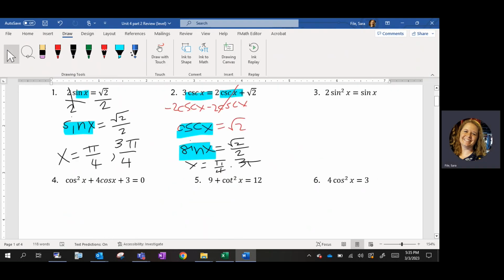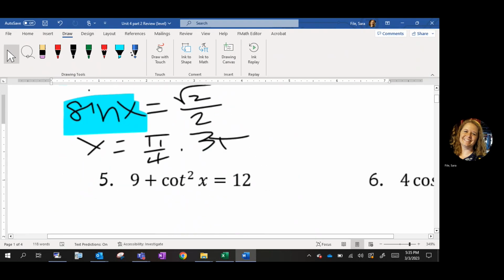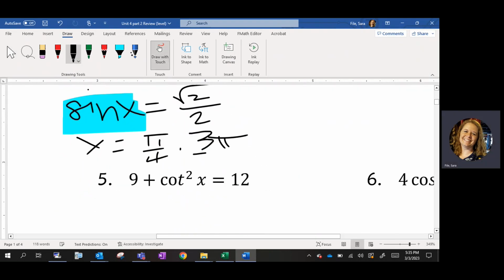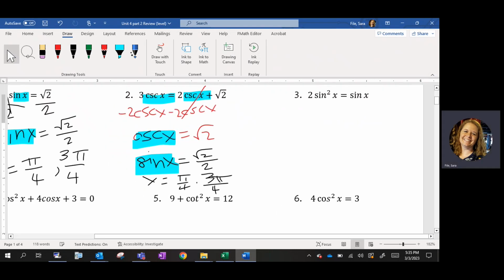Oh my gosh, it's not taking my writing. Make it bigger. 3 pi-4ths. It really doesn't want to accept my writing. All right.